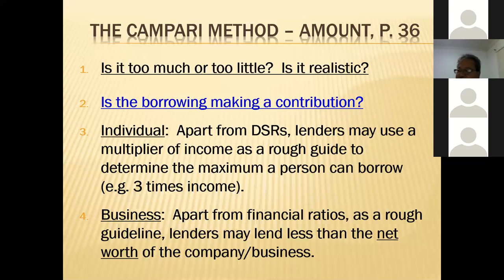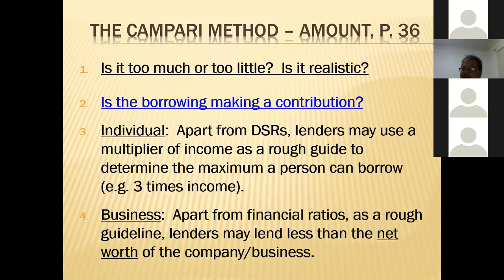Okay. Understood? Yes, sir. Okay, so those are the four questions. Is it too much or too little? Is the borrower making a contribution, that is a down payment? Is the individual, sometimes they use a multiplier of income. With a business, not lending more than the net worth. Okay, so that takes us through amount.